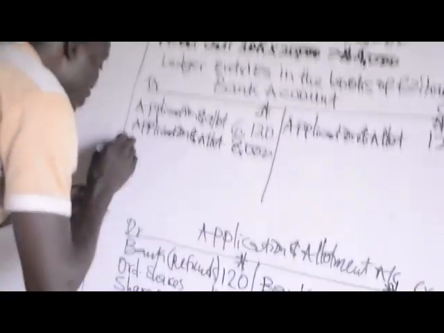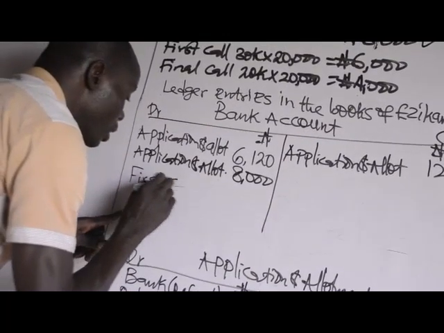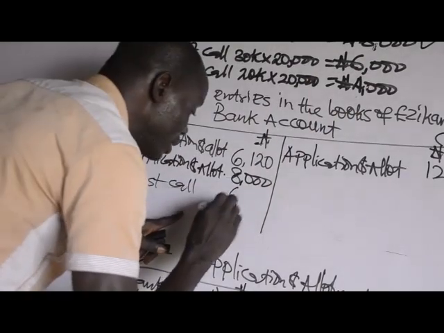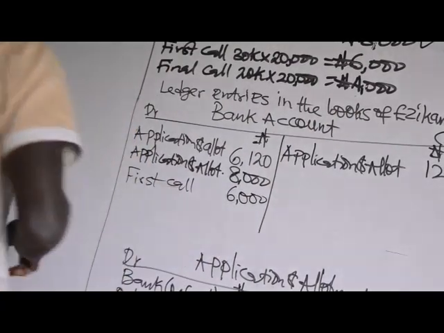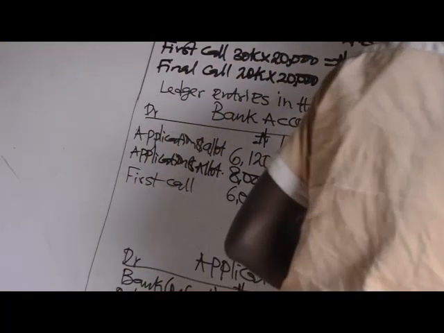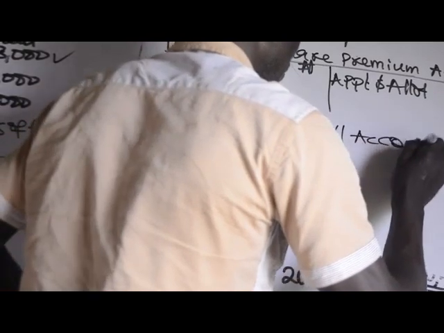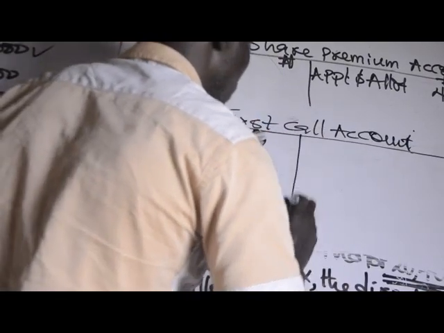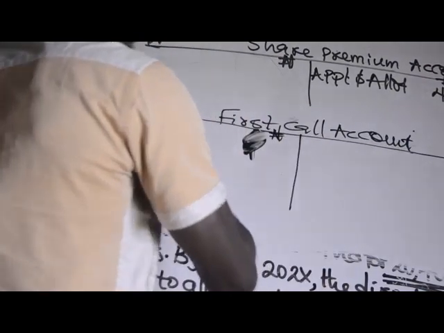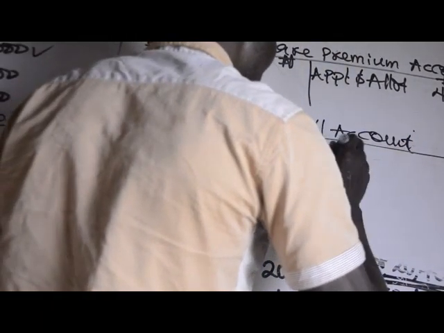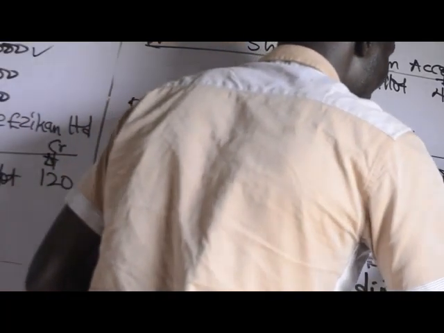So with every bank account, we have first call, and the amount received on first call, that is 6,000. And you credit the first call account. In the first call account, we have debit side and credit side. So in that case, you credit the first call, bank. The amount received is 6,000 naira.